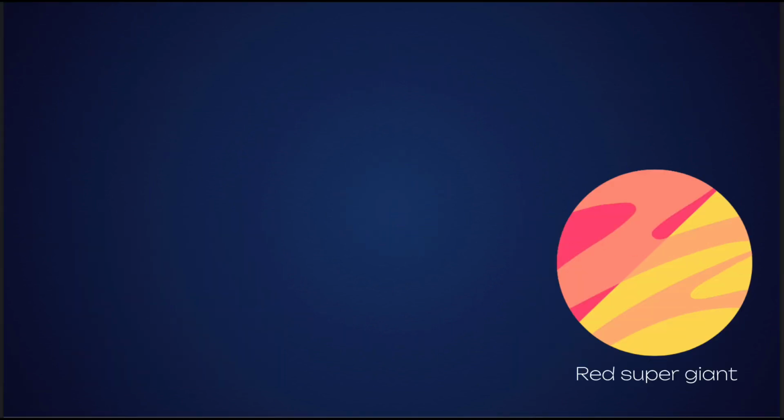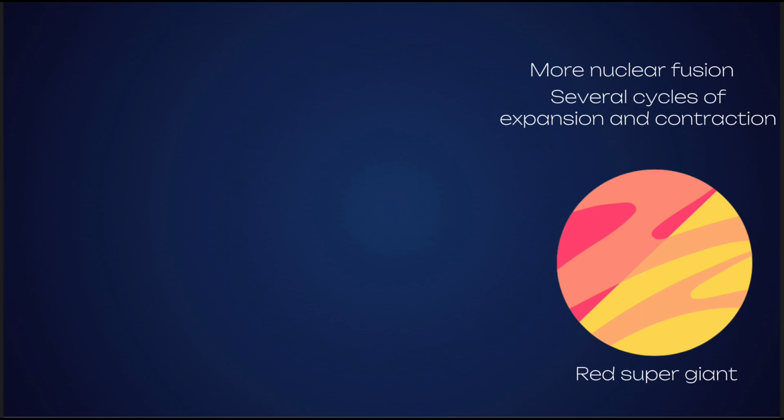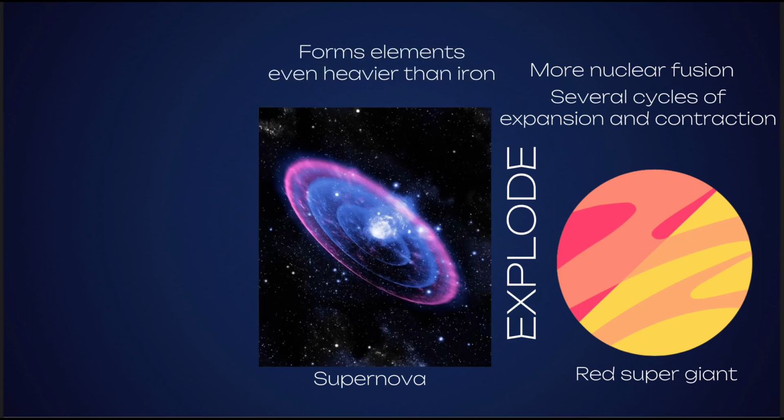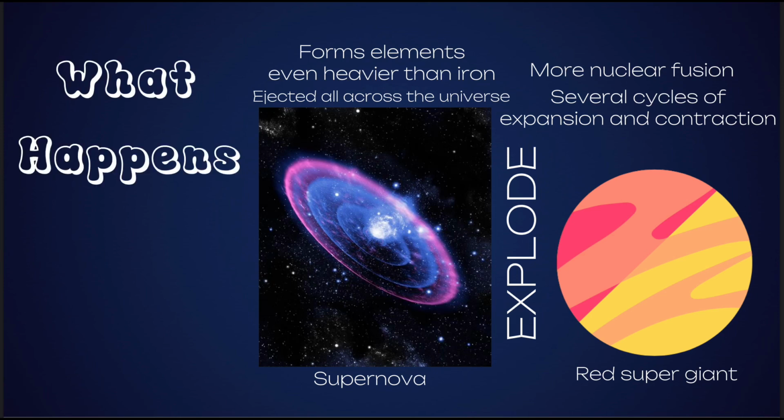Red supergiants actually start to shine brightly again as they undergo even more nuclear fusion. After passing through several cycles of expansion and contraction, though, they eventually explode into something called a supernova, which forms elements even heavier than iron that get ejected all across the universe. What happens next?